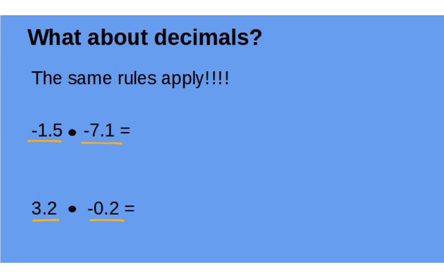So pause the video, try these by yourself, and then come back and see how you did. All right, so negative 1.5 times negative 7.1 is positive 10 and 65 hundredths. All right, and 3 and 2 tenths times negative 2 tenths is negative 64 hundredths. That was a quick lesson.